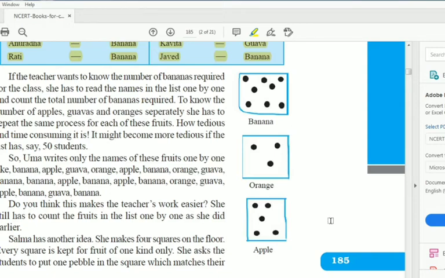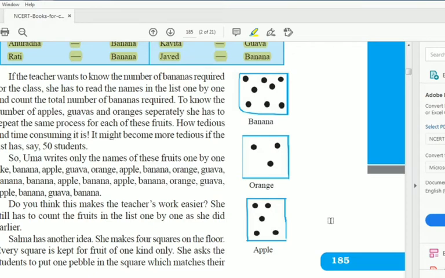To know the number of apples, guavas and oranges separately, she has to repeat the same process for each of these fruits. So tedious and time consuming it is. It might become more tedious if the list has, say, 50 students. If the number of students is more, then it becomes very difficult to make the list. So while listing anything, we have to list like that. It is time consuming.